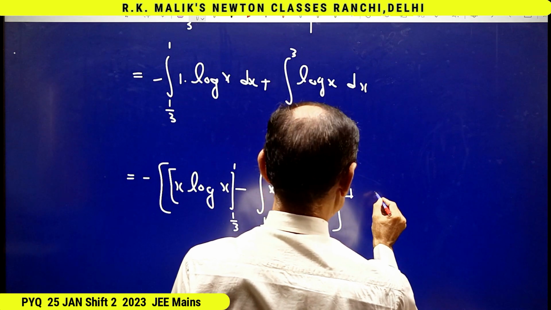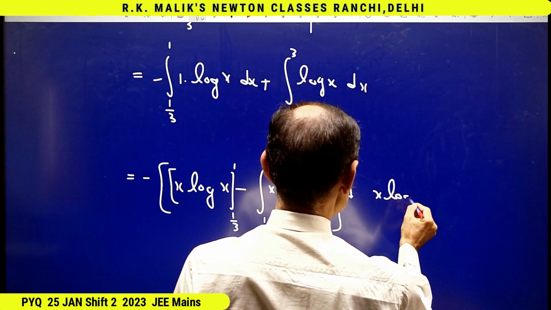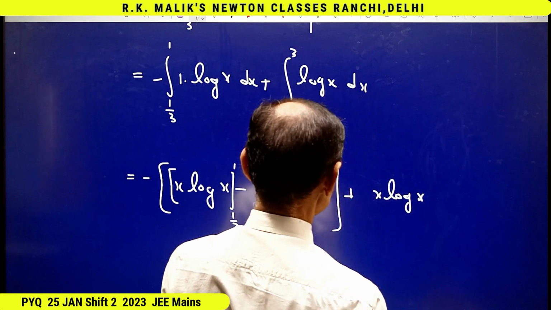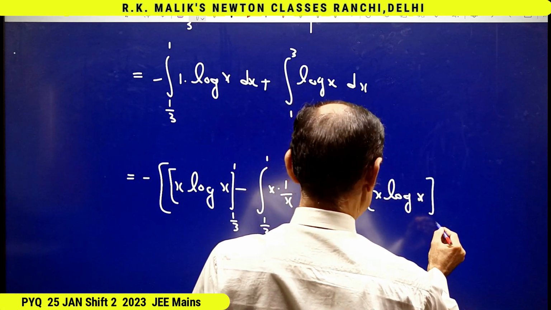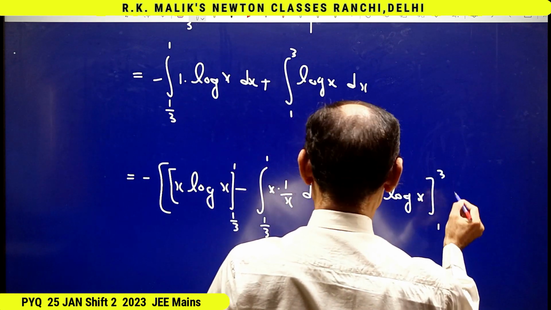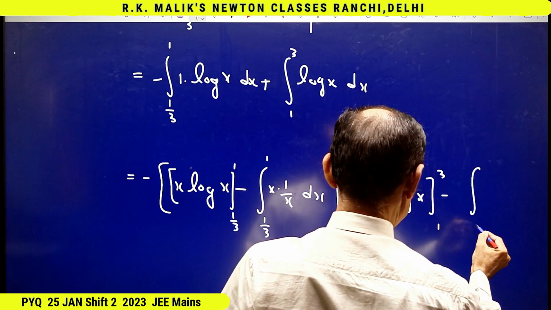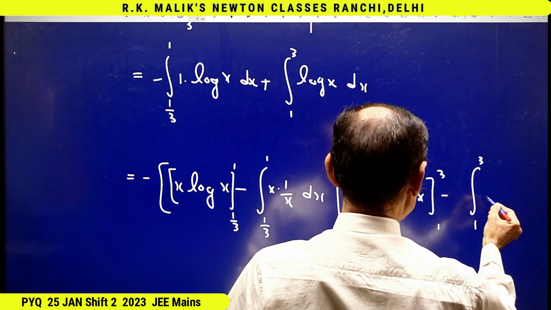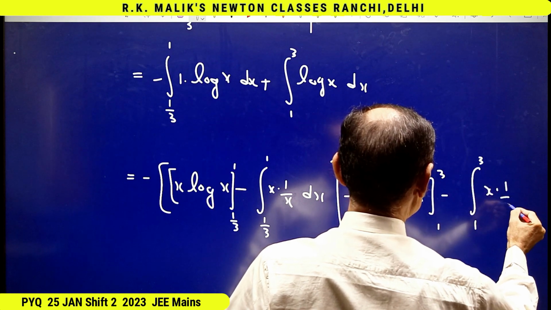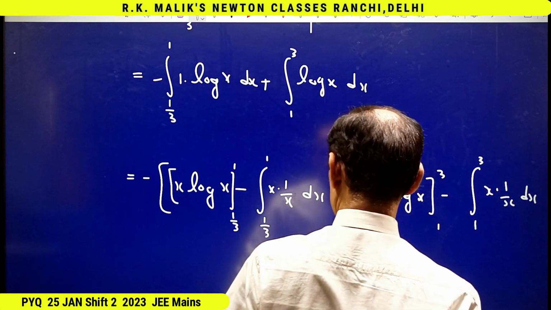plus x log x from 1 to 3 minus integral from 1 to 3 of x into 1 by x dx.